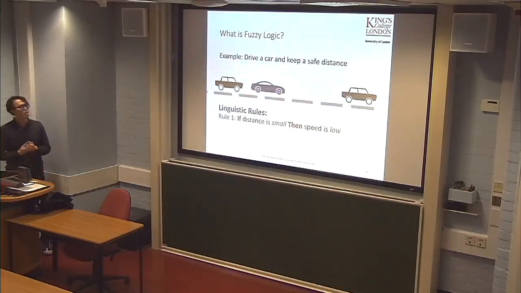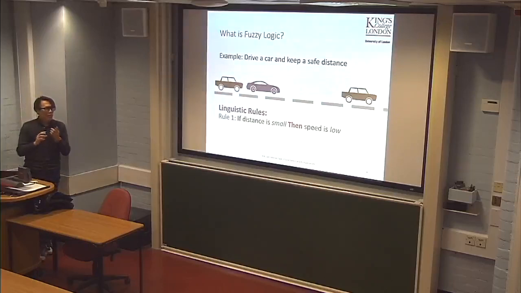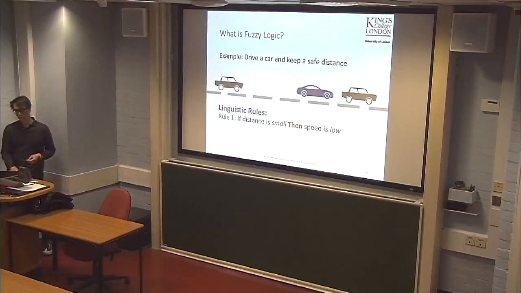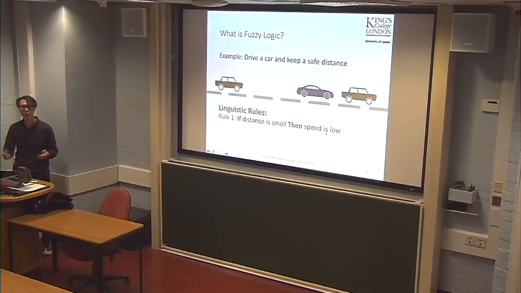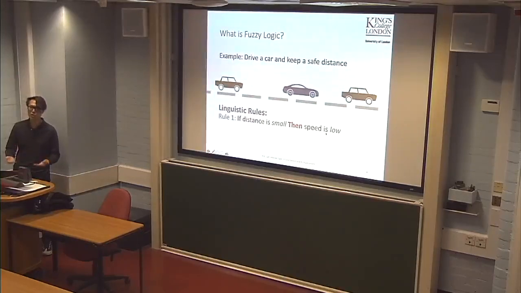Now this one is the first rule. If the distance is small, then we are going to put the speed as low speed. Everyone should be able to understand this. But what does it mean by small? What does it mean by low? But anyway, everyone is going to drive a car to keep a distance like this.